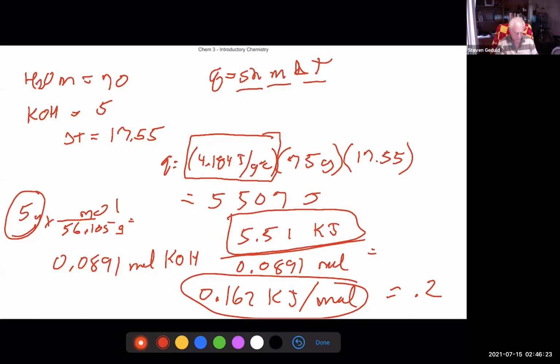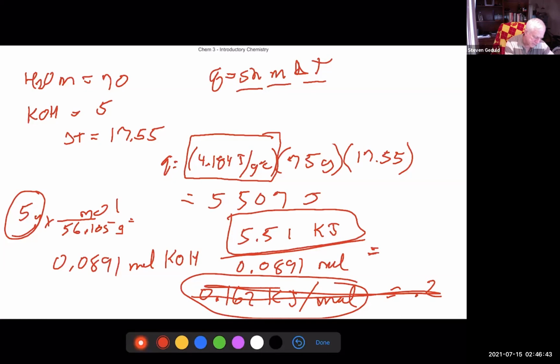5.51 divided by 0.0891. 61.8. Whoa, I got a whole different answer. I must have something wrong with my calculator. Yeah, always check my math.